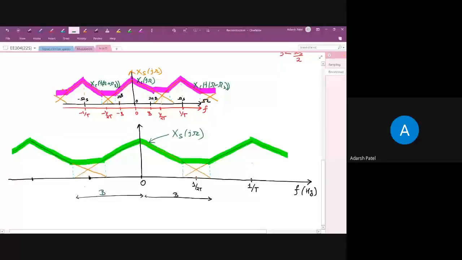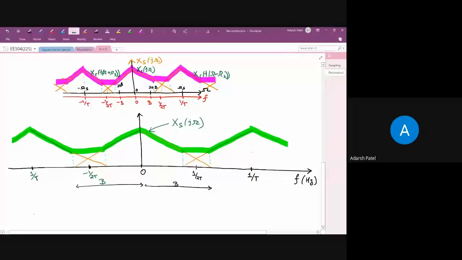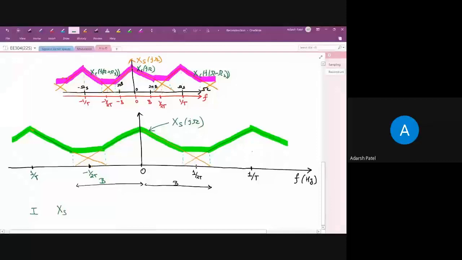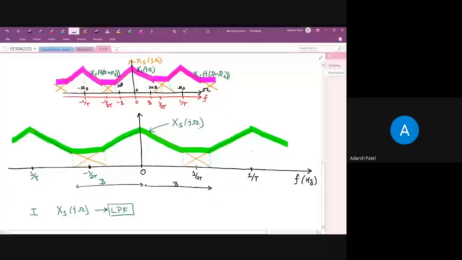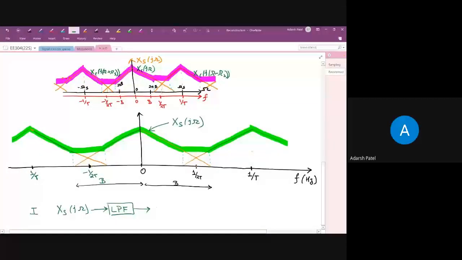Are these similar? Excess g omega, okay, I should not say excess g omega, I should say excess g omega when passed by a low pass filter. If I pass this thing by a low pass filter, by an LPF, whatever we get is not equal to xcg omega.